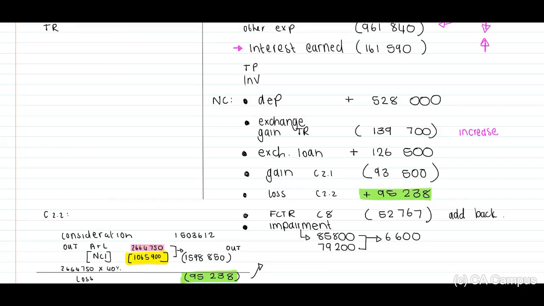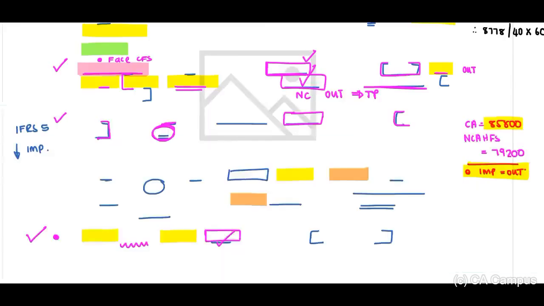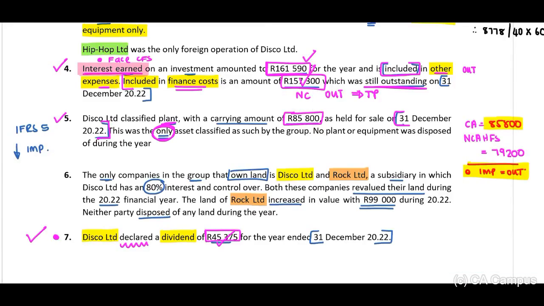Now, when you look at the last bullet point for me, we have our carrying amount of 85,800. Our non-current asset held for sale is the lower of our fair value less cost to sell and carrying amount, which will then be the 79,200. And we will have to take out an impairment amount of 6,600. Right, therefore we are able to tick off note 5.